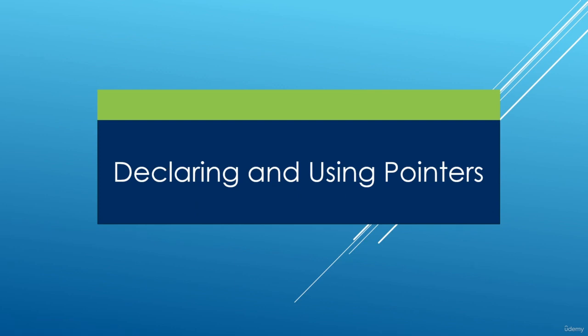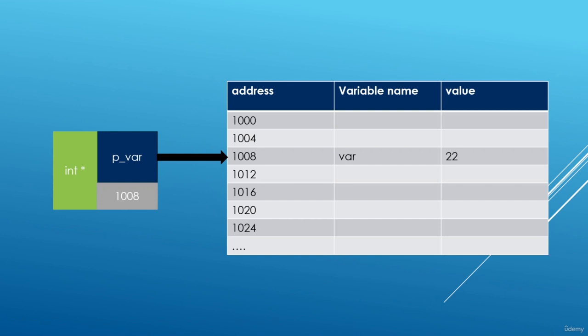In this lecture, we're going to see how we can declare and use pointers in our C++ code. In the last lecture, we said that a pointer is a special kind of variable that can store addresses to other variables in our C++ code. And we have seen a slide like this to drive the point home. Now we're going to see how we can actually use pointers in our code.